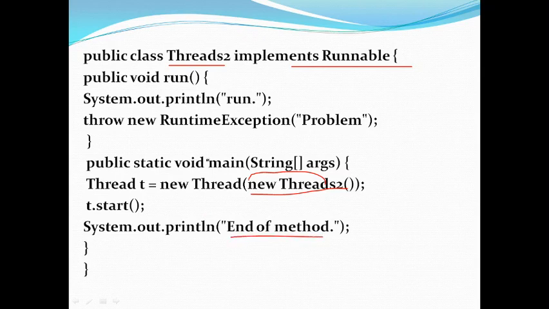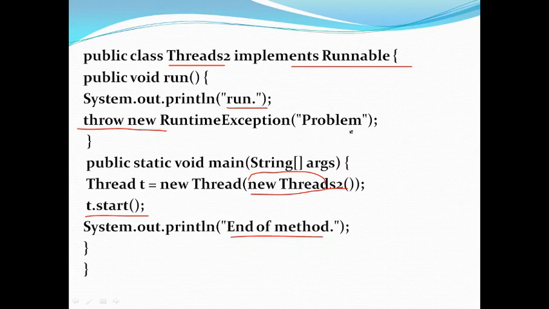Then after that, the run method is going to be called, because I am calling t.start. So it is going to print "run". Then after that, I am throwing a RuntimeException: throw new RuntimeException("problem"). So the output you are going to get is "end of method", then "run", and after that the runtime exception problem.